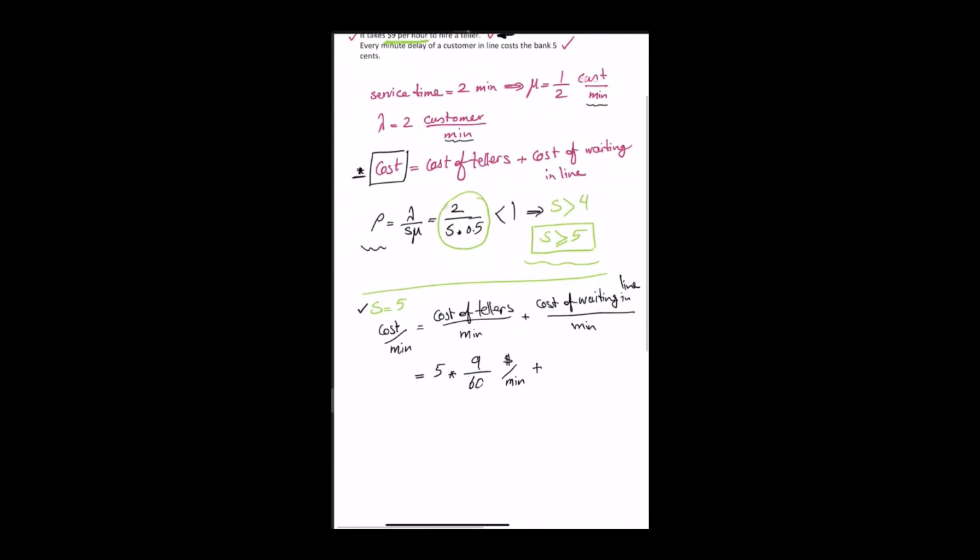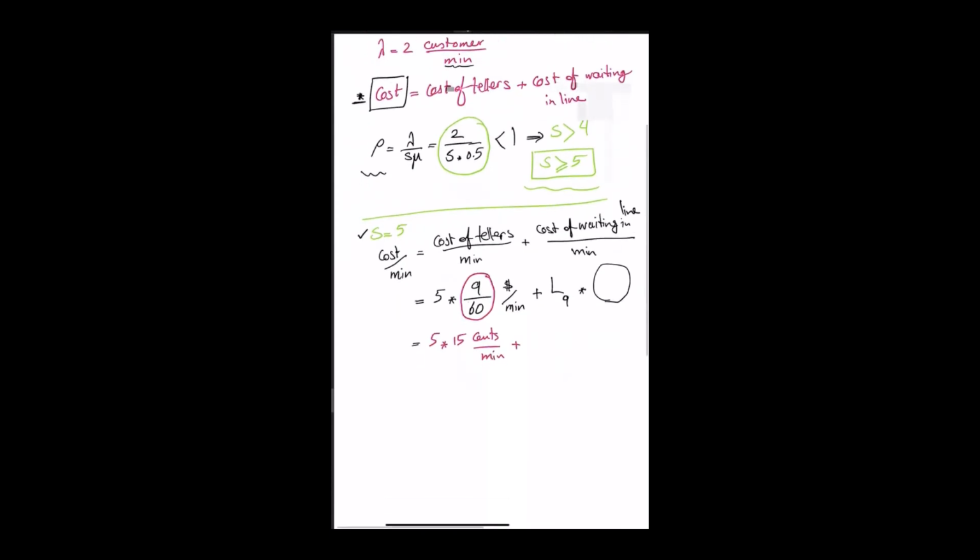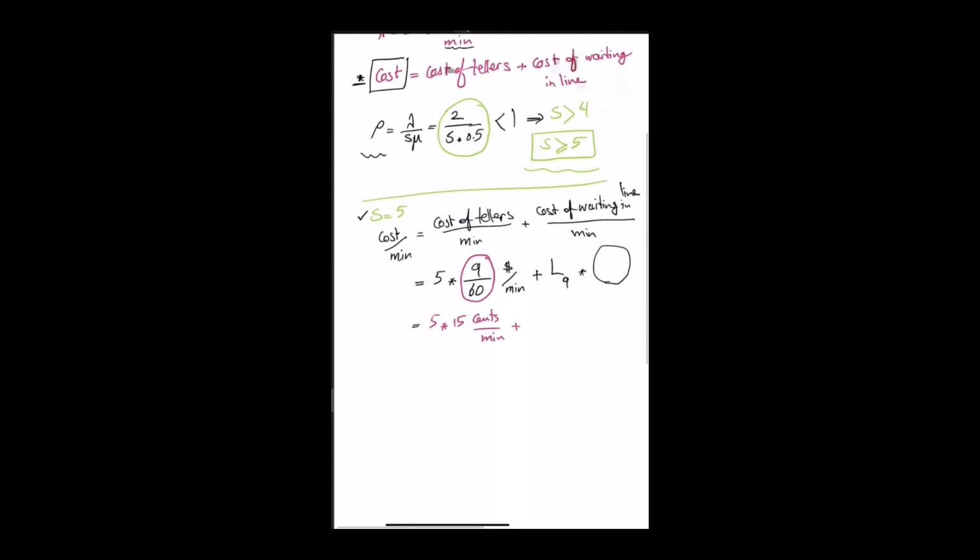Then I have to calculate the cost of waiting in the line. That's going to be the number of people that are waiting in the line at any moment of time, multiplied by the cost of waiting in line per minute. So we have to add that cost component here as well. First of all, this $9 divided by 60 per minute is equivalent to 15 cents per minute. And then I'm going to calculate LQ and then multiply it by the cost of waiting in line per minute.